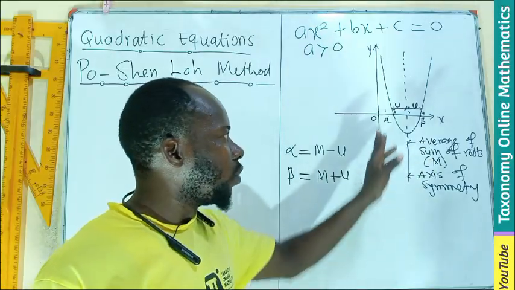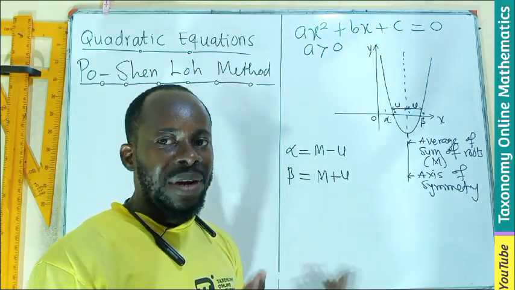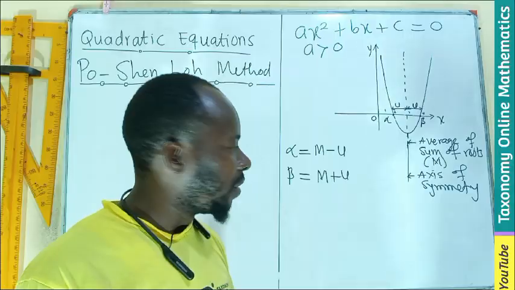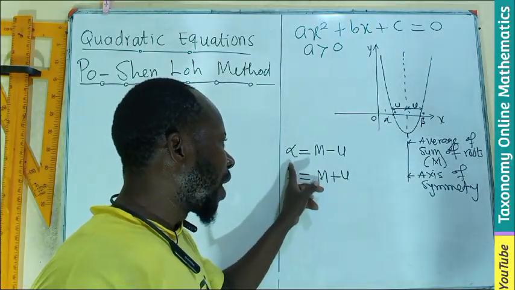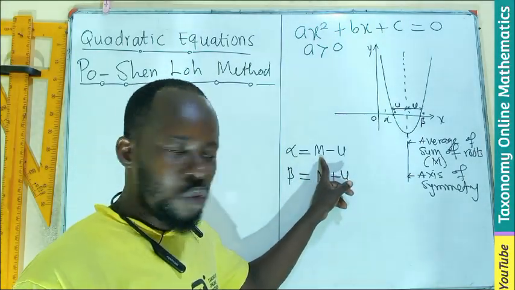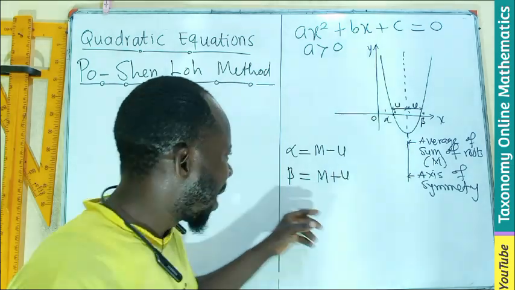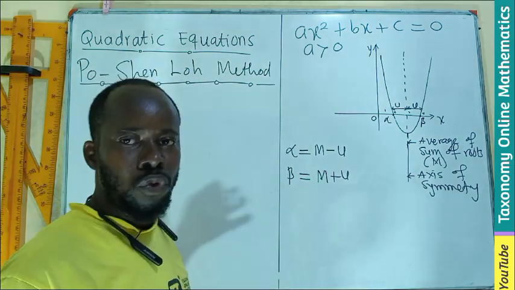So the concept is, I need the average of the sum of what? The roots. I also need the distance. That distance can be predicted. You can find it easily. So your roots will be m minus u and m plus u. But this is talking about the sum of roots.